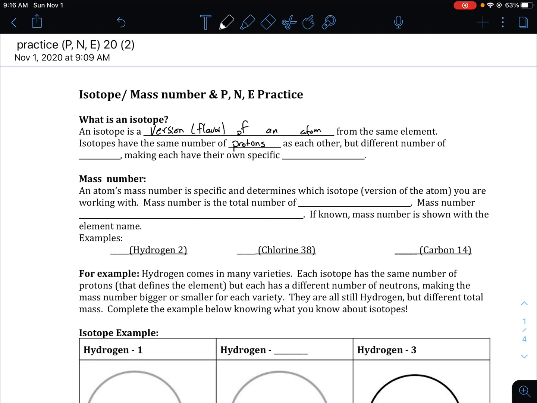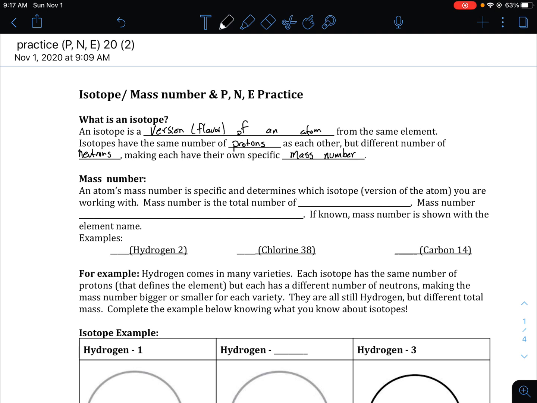Because it's coming from the same element, and all chlorine elements have the same number of protons, all strontium have the same number, all argon have the same number of protons. But they have a different number of neutrons, making each of them have their own specific mass number.